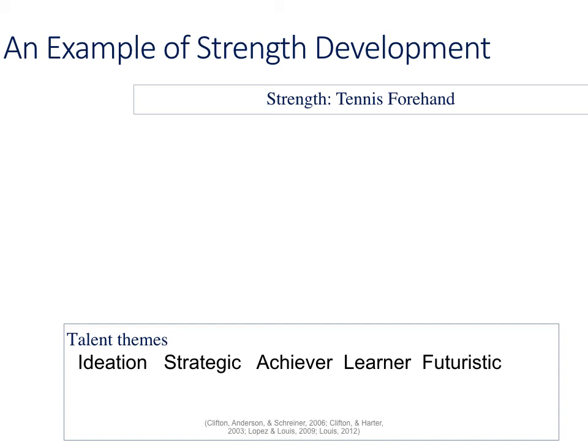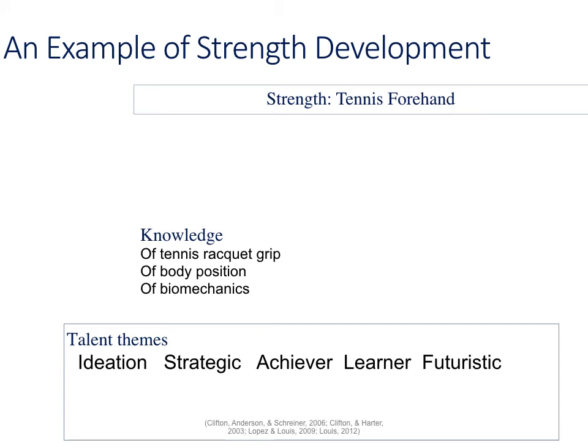These are their talent themes: ideation, strategic, achiever, learning, futuristic. And we want to leverage those talents to help this person improve in their tennis forehand. The knowledge that this person needs is of the tennis racket grip, body position on the court, because where you're on the court is going to change how you do your tennis forehand, the biomechanics of striking the ball and those type of fun things.